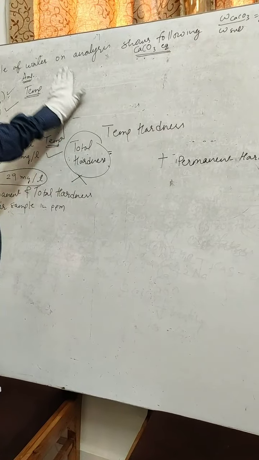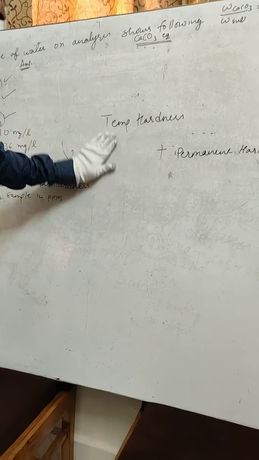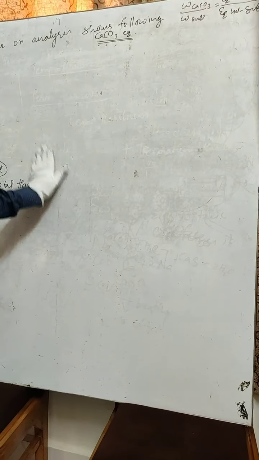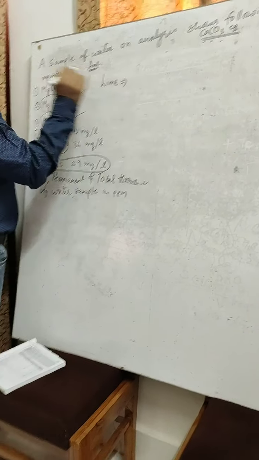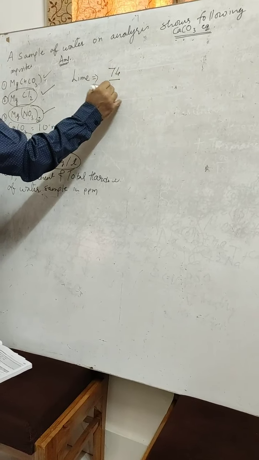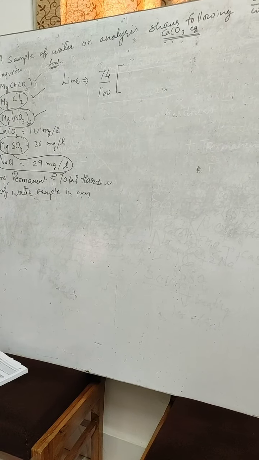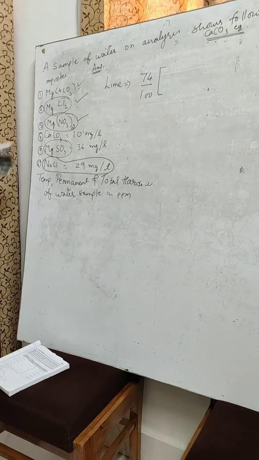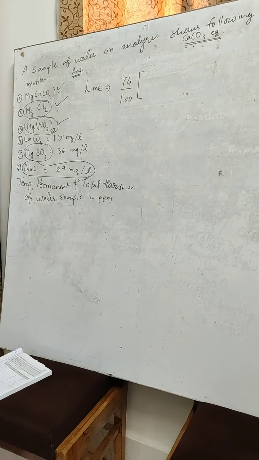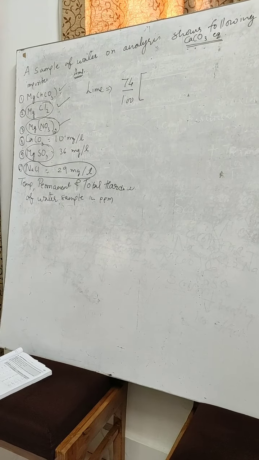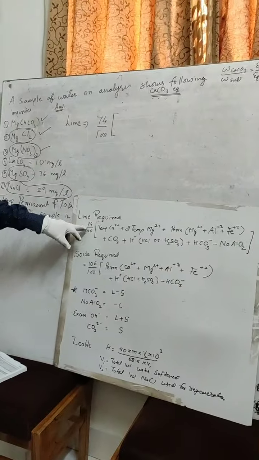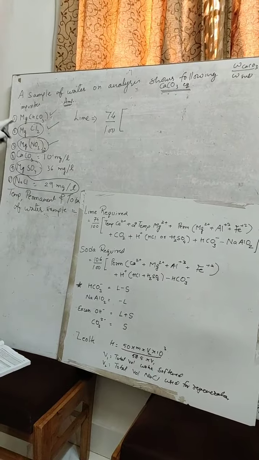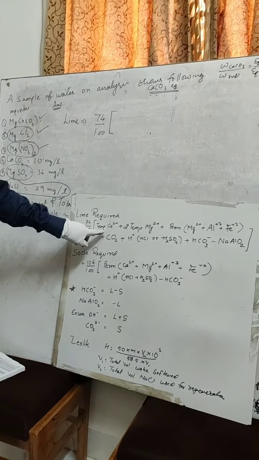Now the important thing here is that if you want to calculate the value of lime and soda using this numerical, then we can use the formula: lime required is equal to 74 by 100 times... Now you have to see what substance is given. Lime can have different types of formula, so based on that formula, you can correlate. See, lime required is given as 74 by 100 into temporary calcium ion. So where is temporary calcium ion? There is no temporary calcium ion, so you don't have to consider this.